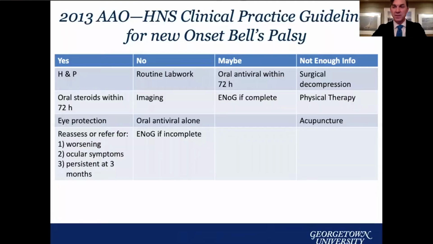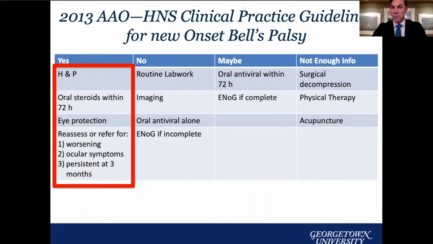So the current guidelines were published in 2013 by the AAO-HNS, and what they honed in on was where the data was, and what they were able to prove was that an H&P was absolutely important. Oral steroids within 72 hours were highly recommended. Eye protection was highly recommended, and that there was reason to reassess for either worsening symptoms, ocular symptoms that were unabating, or persistent symptoms at 3 months.